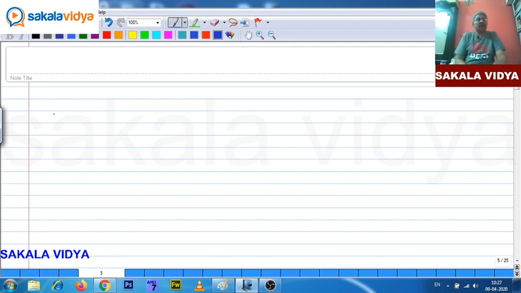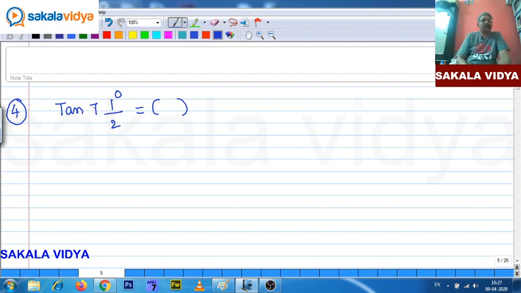So, next, fourth question. Tan 7.5 degrees equals to, what is the value of tan 7.5 degrees? See the first option, 2 root 2 minus 1 minus root 3 upon root 3 minus 1.